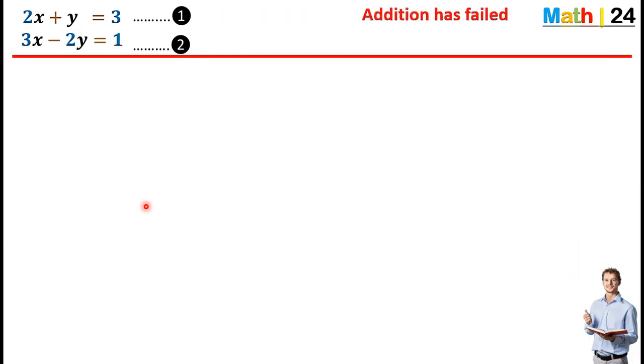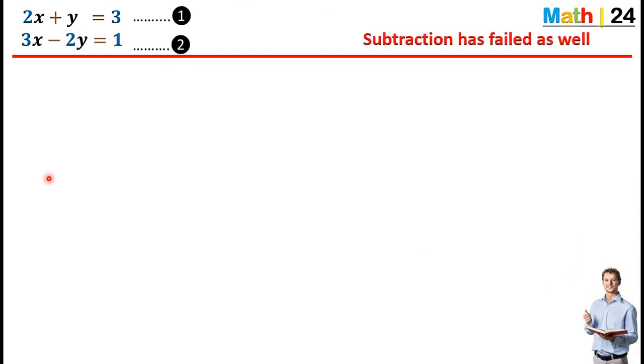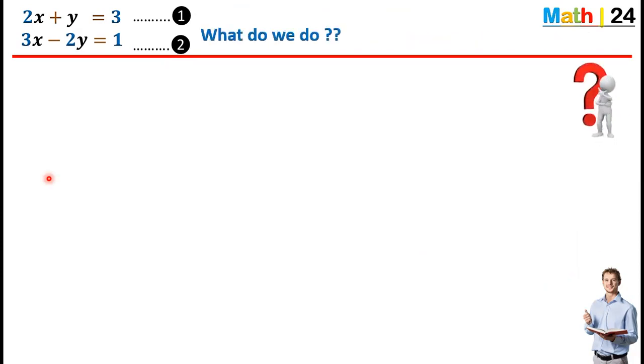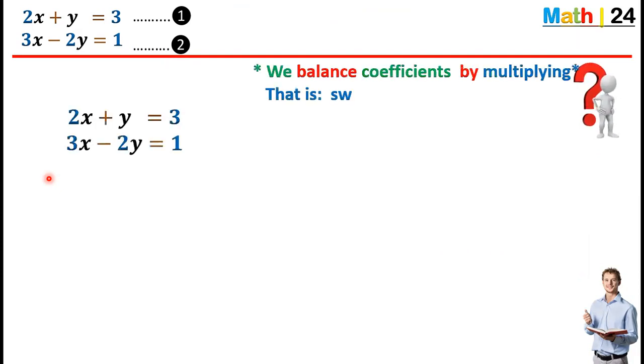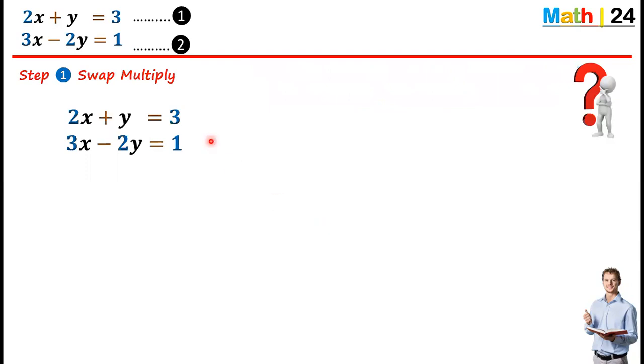So let us consider this equation. If we do addition, addition has failed because nothing has been eliminated. Subtraction also fails because nothing is eliminated. So what next? Next thing to do is to do some balancing. Follow this one very well: we balance the coefficients by multiplying, that is, swap or exchange coefficients. Let's see what I mean by swapping or exchanging coefficients.